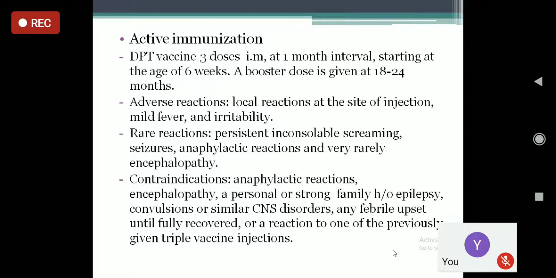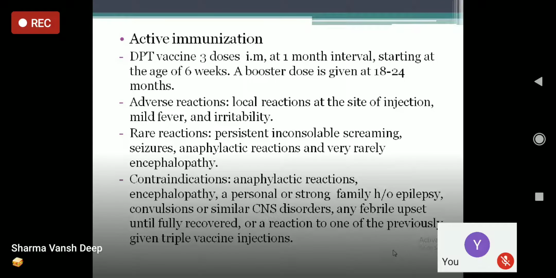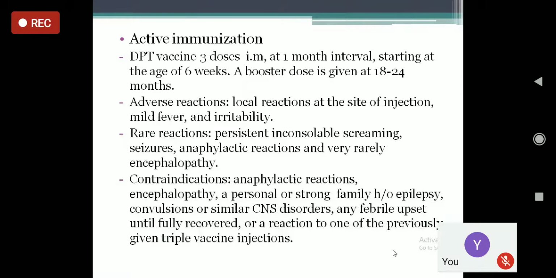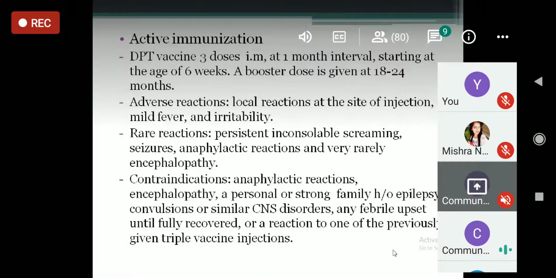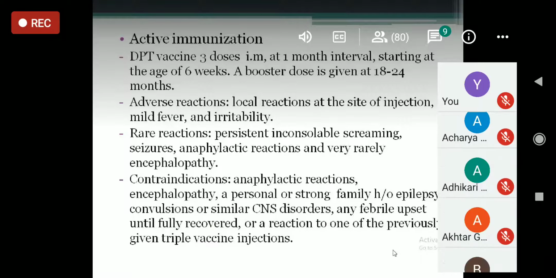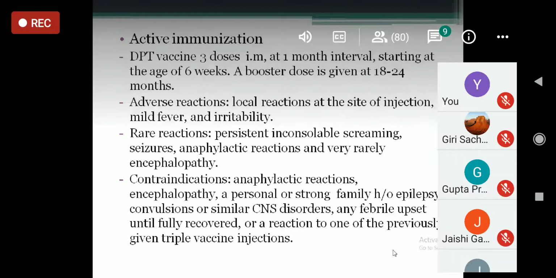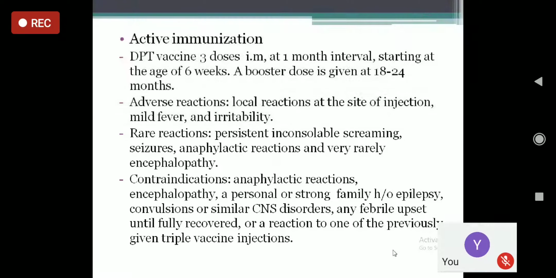And the adverse effects are local reaction at the site of injection, mild fever, irritability. So you can write this in any vaccination topic, that local reaction will be there. There will be some kind of redness, tenderness, swelling at the injection site, and the child will develop fever. And the rare reaction that pertussis vaccine can cause is persistent, inconsolable screaming. Sometimes mothers come complaining after vaccination, my child is just screaming and crying non-stop, and I tried many things, but I couldn't make her stop crying and screaming. So it could be the side effect of the vaccine.